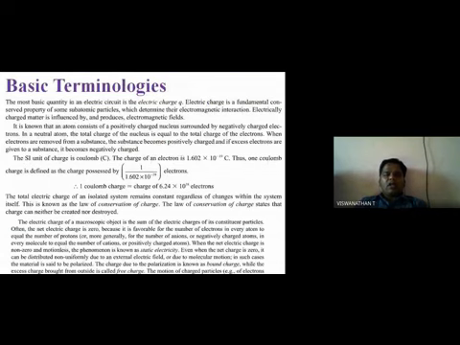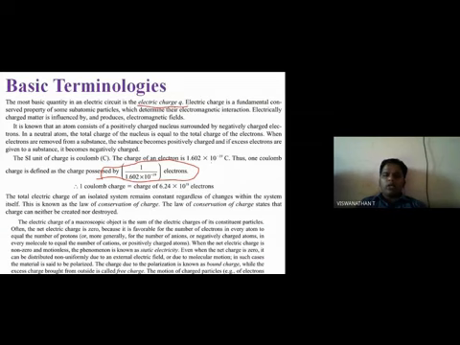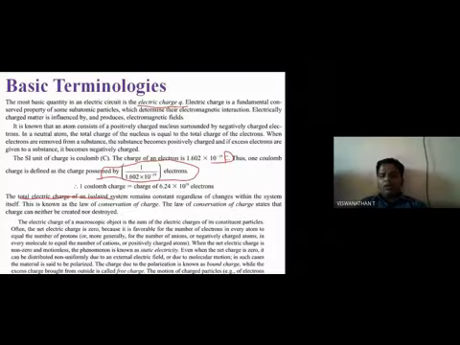We start with, what is charge? Charge is the most basic quantity in an electric circuit. We know there are different charges, positive charge and negative charge. The charge of one electron is 1.602 into 10 power minus 19 coulomb. Coulomb is the unit of charge. The total electric charge of an isolated system is constant. This is known as the law of conservation of charge. It can neither be created nor destroyed.